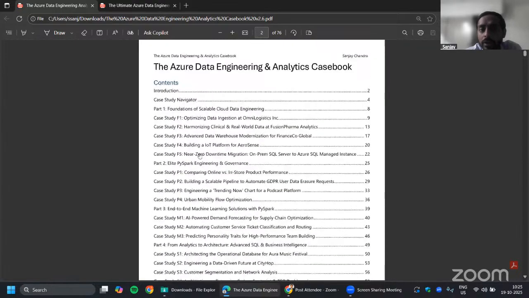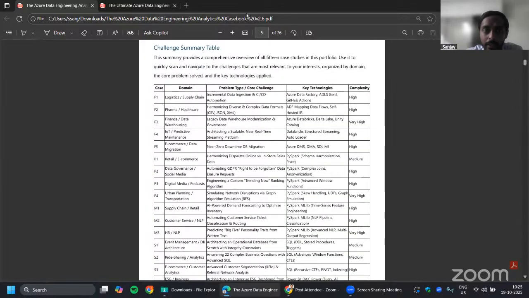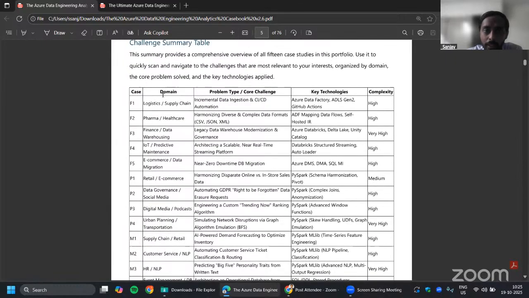It is very difficult for me to explain everything. For example, you asked a question, and if I start explaining, it will take another half an hour. So what I did was include a section called Case Study Navigator. It gives you a complete summary of the cases: the domain, the problem type, the technologies you need to use, and the level of complexity. For example, imagine I'm not really good with PySpark, and I need a case study related to PySpark.